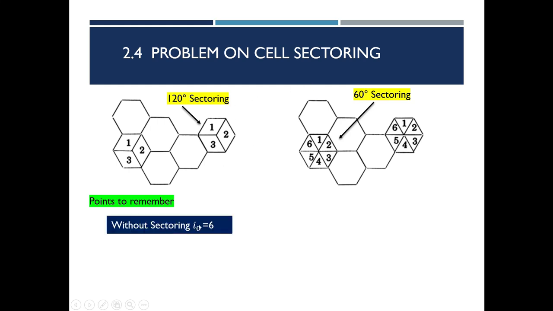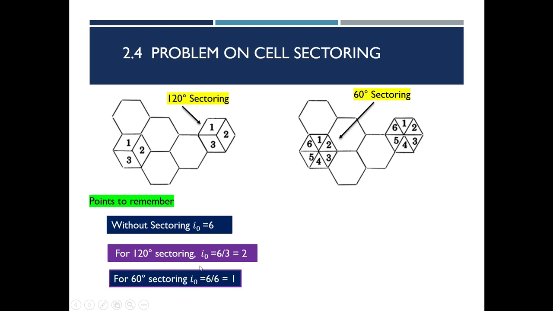Without sectoring, we know that our I naught, that is the number of interfering cells, is equal to 6. So when we do 120-degree sectoring, the number of interfering cells will be reduced. So by what factor does it get reduced? When we do 120-degree sectoring, we have 3 sectors. So 6 by 3, my number of interfering cells will become 2. And when we do 60-degree sectoring, we get 6 sectors. So 6 by 6, I'll get the number of interfering cells as 1.